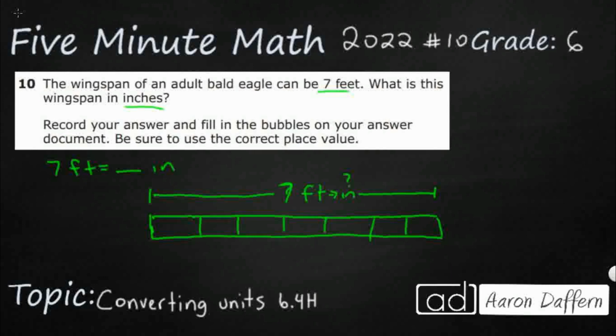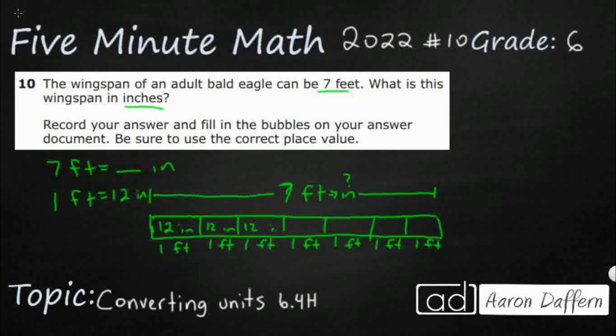If we look at our mathematics chart, we are going to see that 1 foot equals 12 inches. This is probably something we've had memorized for a while, but it is on our mathematics chart. All right, so these are each 1 foot. And what we could do, since we are converting these into inches, we can simply replace each of these feet with the new unit, 12 inches. So I've got 7 feet. I'm going to replace each of those with 12 inches.